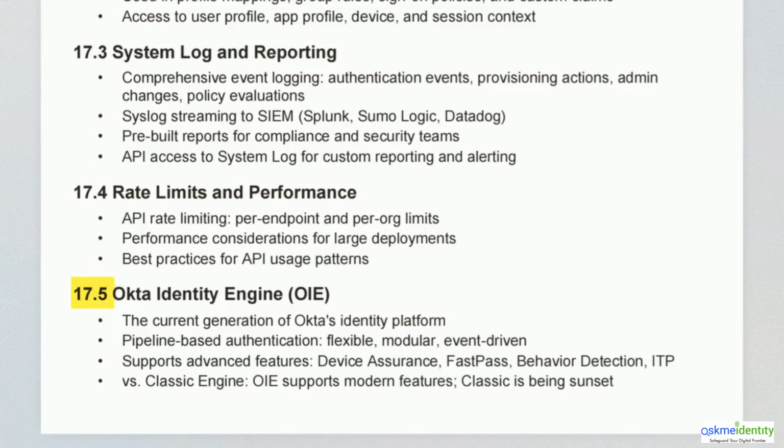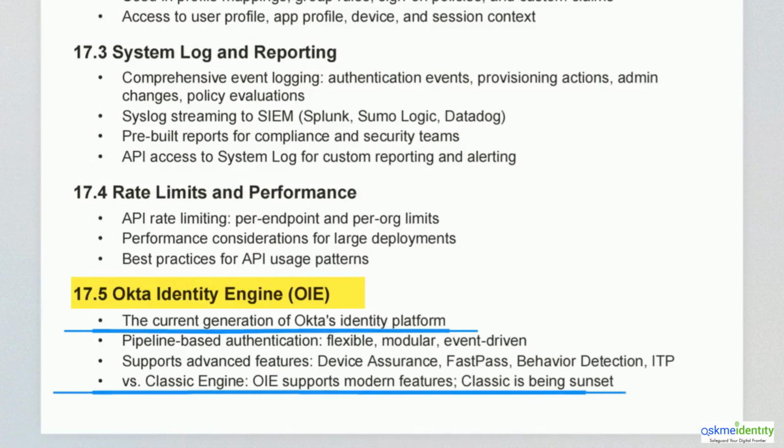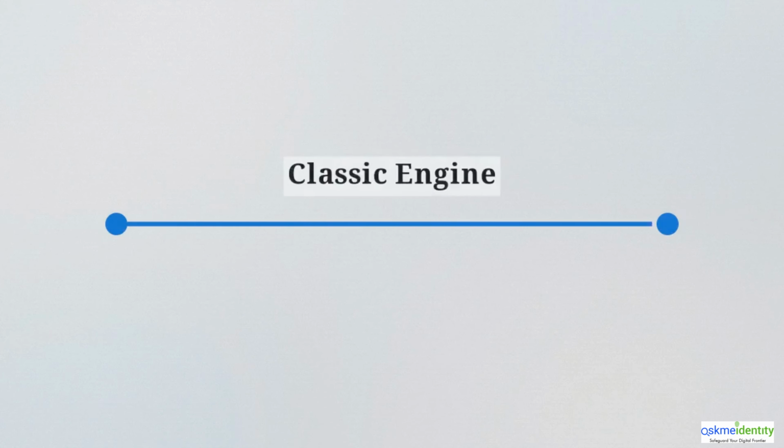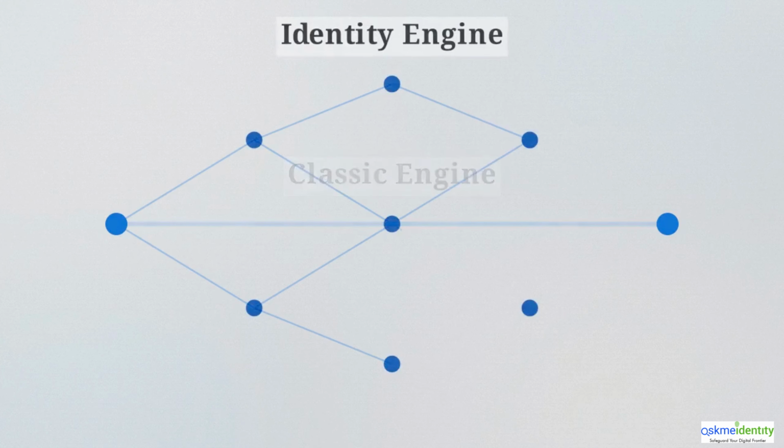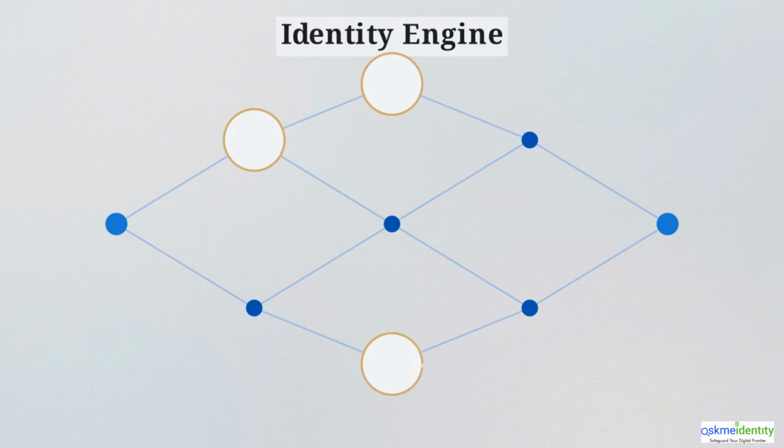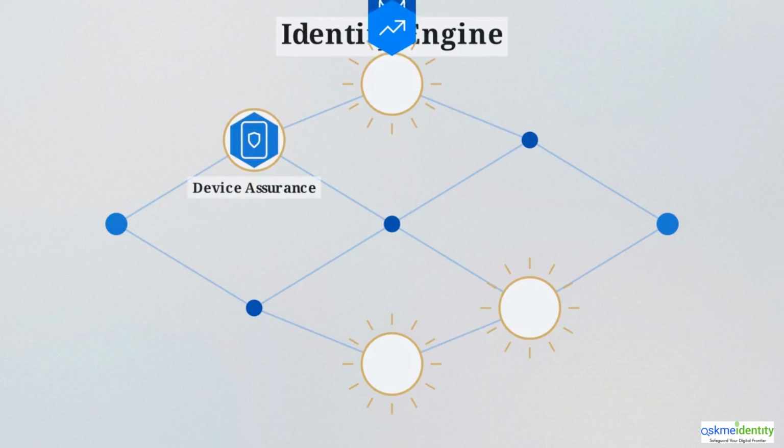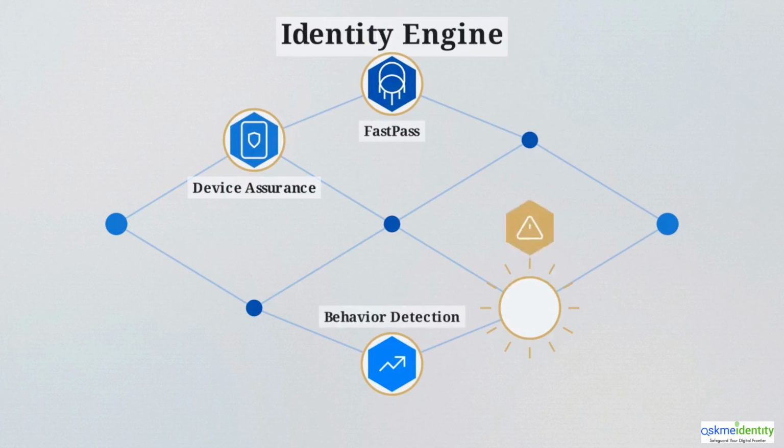Looking at Section 17.5, the Okta Identity Engine is the current generation platform, officially replacing the sunsetting Classic Engine. Classic Engine relied on static paths. Identity Engine replaces them with pipeline-based authentication, building a flexible, modular workflow reacting to contextual inputs. This event-driven structure supports advanced capabilities, allowing admins to plug in nodes for device assurance, FastPass, behavior detection, and identity threat protection.